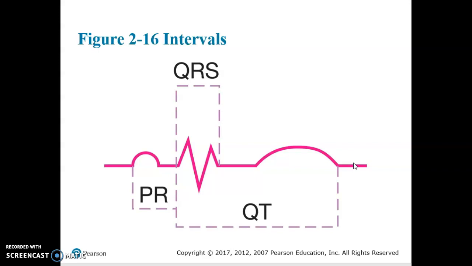But please know all of your intervals. And I have another video that I'm going to post that explains exactly what you're looking at when you look at this cardiac rhythm strip.